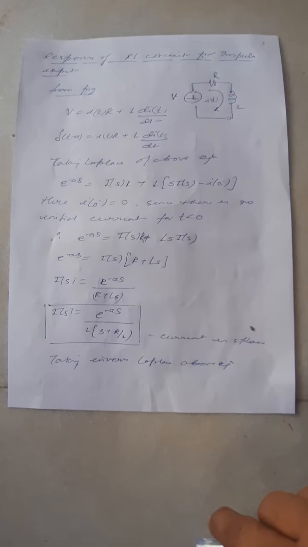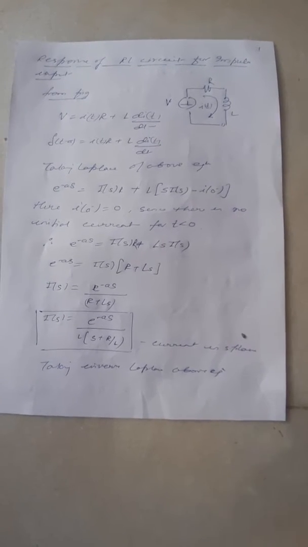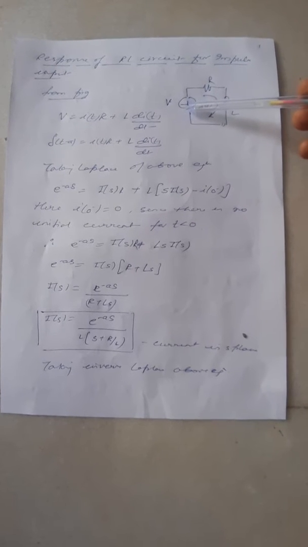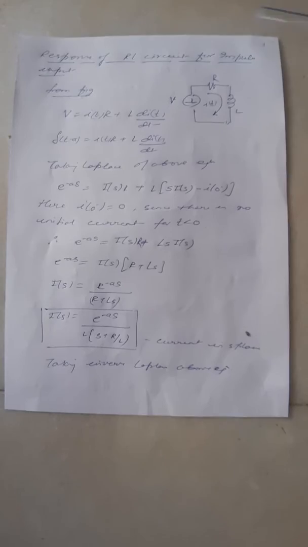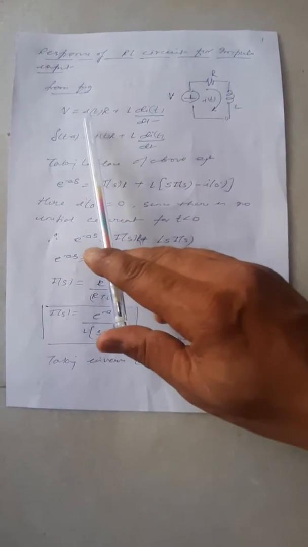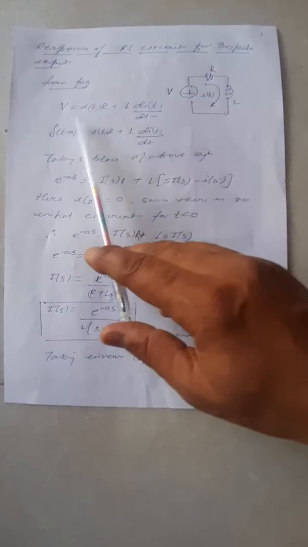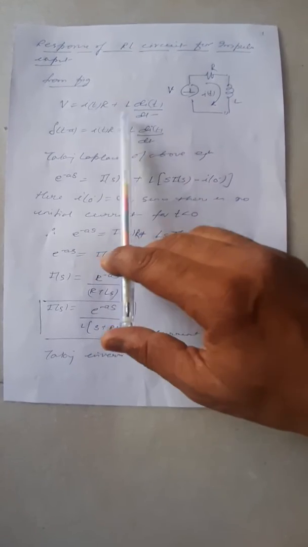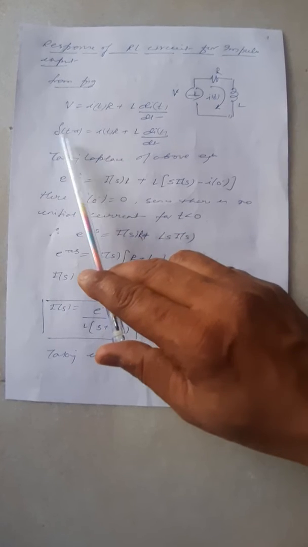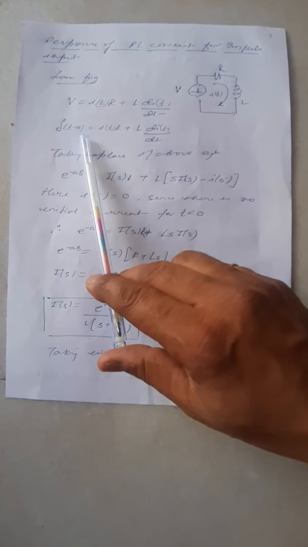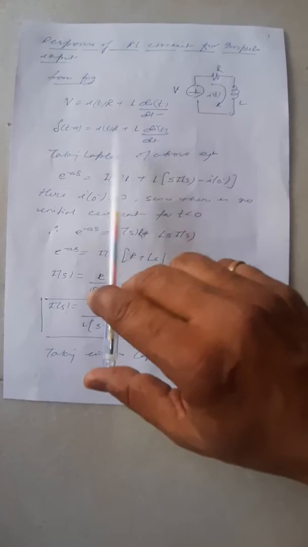We will be discussing the response of the RL circuit for the impulse input. This RL circuit has been driven through an impulse. So applying the voltage law, what we obtain is V = iR + L di/dt, as we did in the previous analysis. So V is δ(t − a), it's the representation of the impulse. So we obtain this equation.